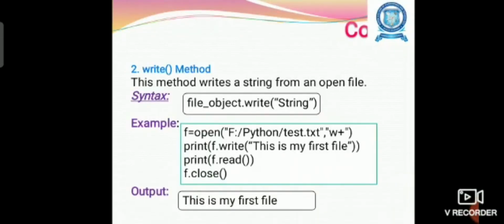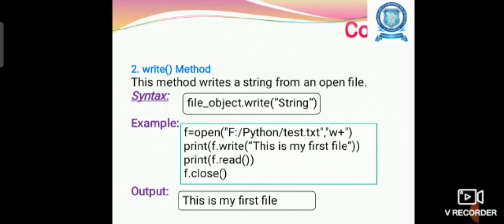Next, we can see about the write method. The write method is used to write a string into an opened file. We can write something onto the file, we can edit the file. Here the syntax is file object dot write of string. Here we have to mention the string we want to write into the file. The content will be acting as the argument here.